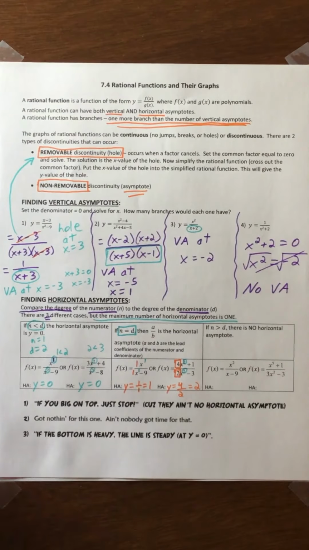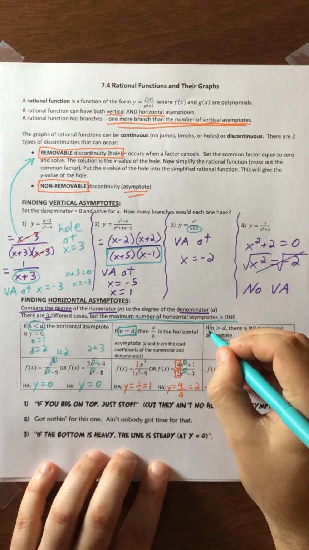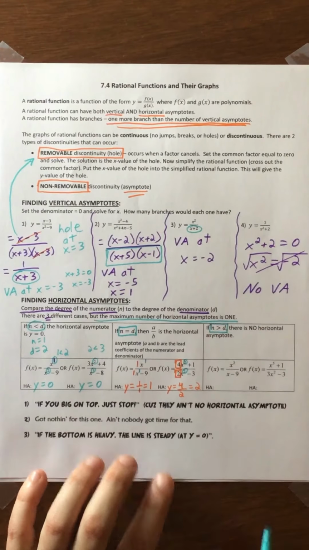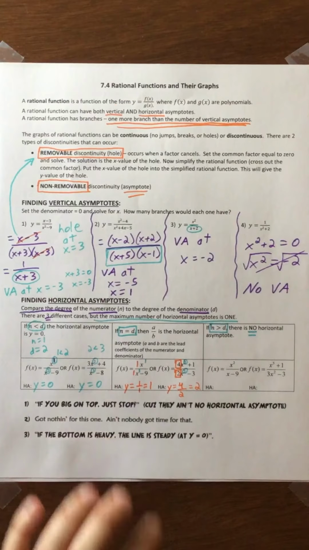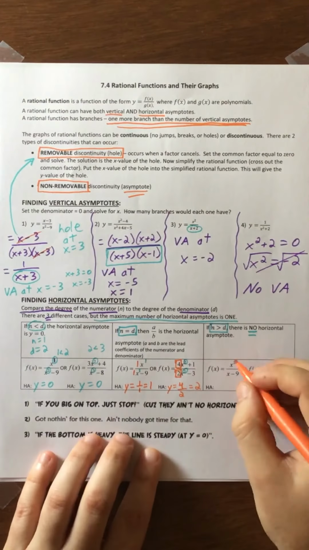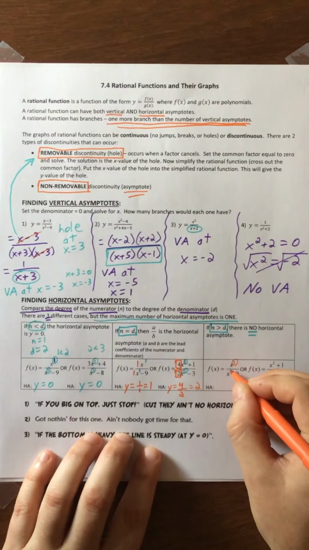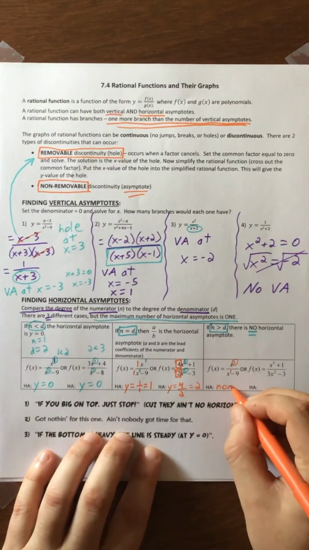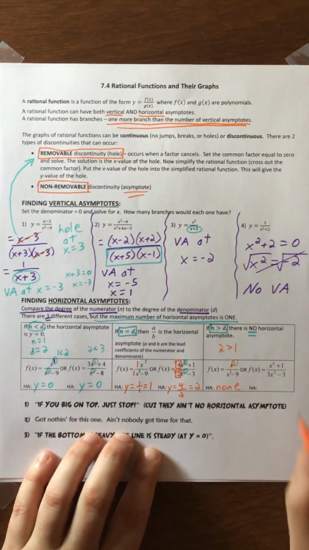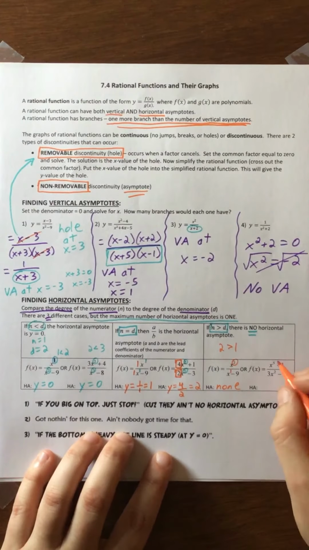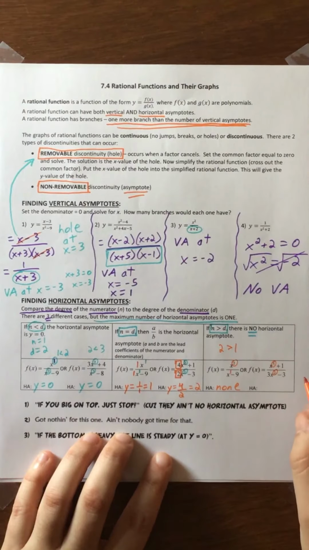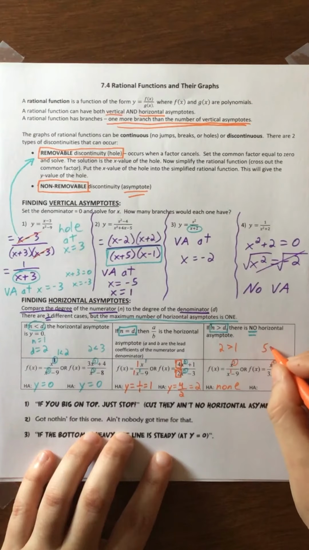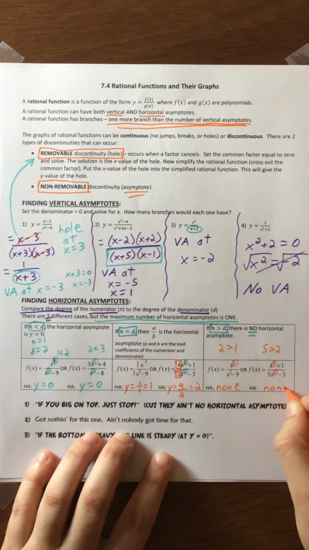Case 3 is when the numerator's degree is greater than the denominator's. When that happens, that's the easiest one. No horizontal asymptote. x squared over x to the 1, we're not going to have any horizontal asymptote because 2 is greater than 1. Numerator's degree is 5, denominator's is 2. 5 is greater than 2. We're not going to have a horizontal asymptote.